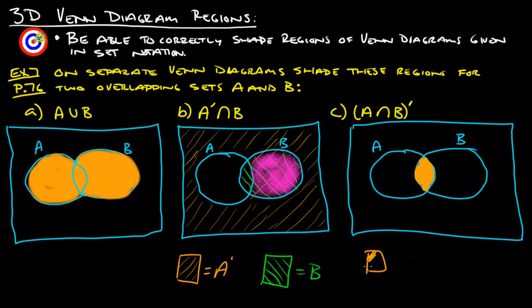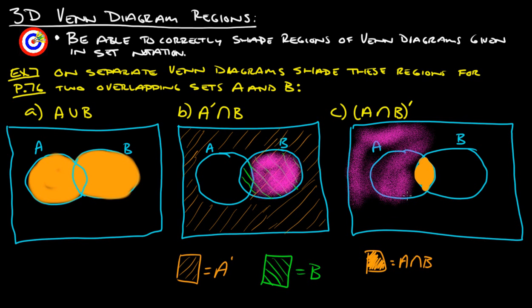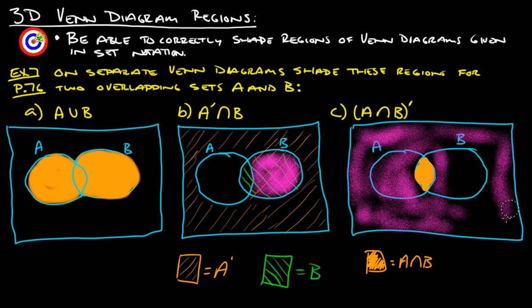Okay, so this shaded in area, that is A intersect B, but we don't want A intersect B, we want everything else because it's the complement of that. So it's basically everything except for that orange region. So let's try the pink spray brush again. So it's basically going to be everything else outside of that, including all that stuff in there. It's all this lovely stuff.